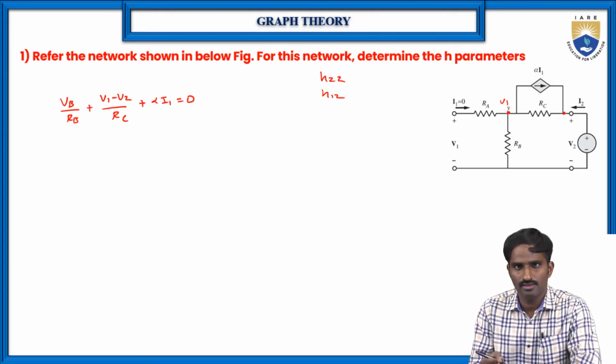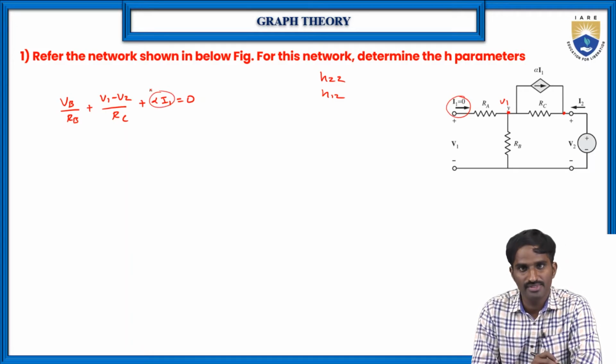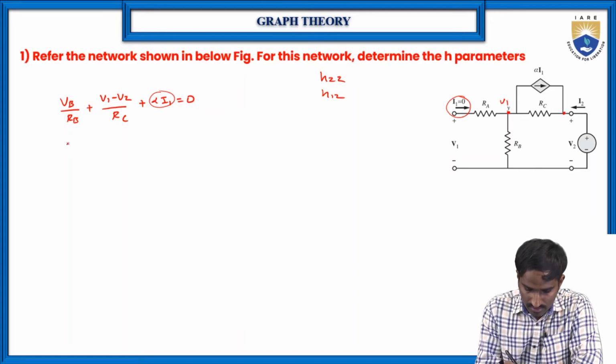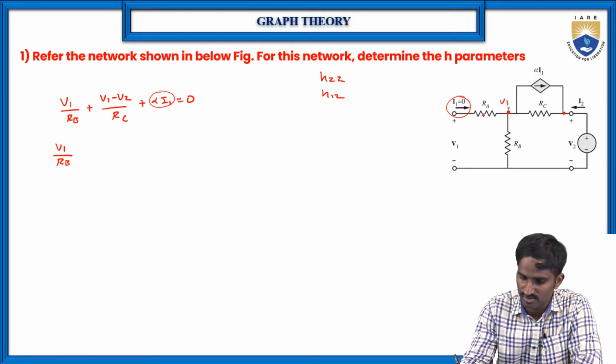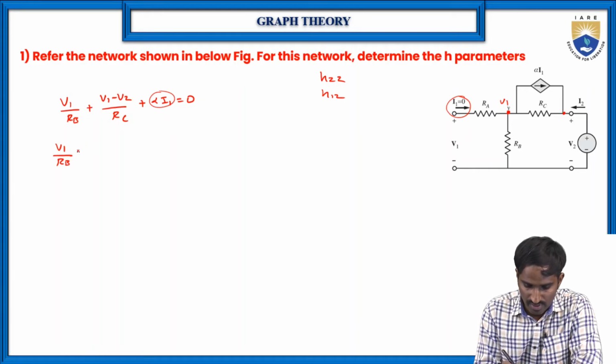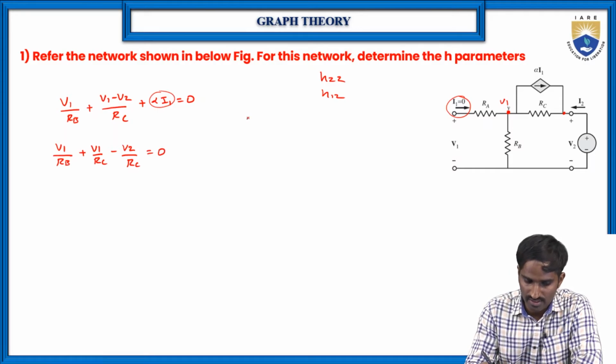But since I1 is equal to 0, why? Because this is the open circuit. So that's why this parameter will become 0. So V1 by RB, sorry, here it is not VB, here it is V1, because by neglecting this you will get V1. So V1 by RB plus V1 by RC minus V2 by RC is equal to 0. Actually, why are we writing this equation? To find H12, which is equal to V1 by V2 at I1 equal to 0, right.